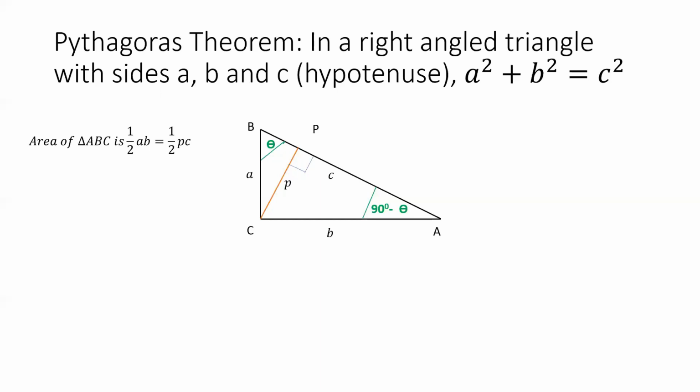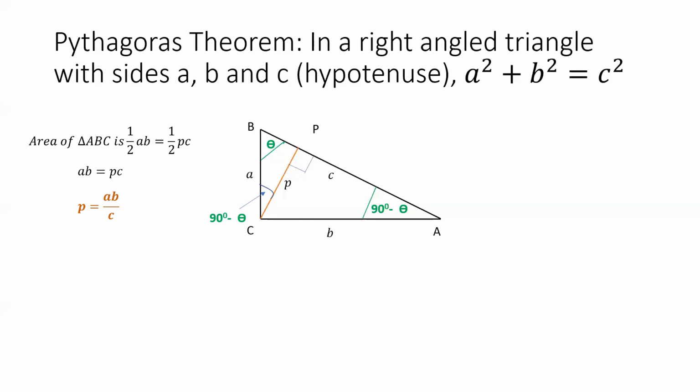Half ab is equal to half pc. And from that, we get ab is equal to pc, from which it's simple to obtain p in terms of a, b and c. So p, remember, small p is the length of the perpendicular CP from the vertex C onto the hypotenuse AB. Now let's look at what these angles are.